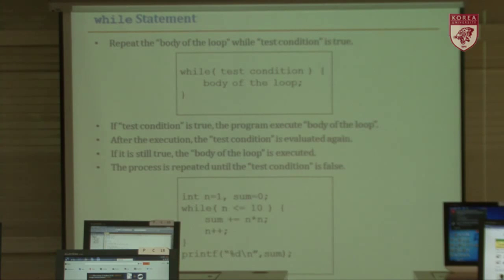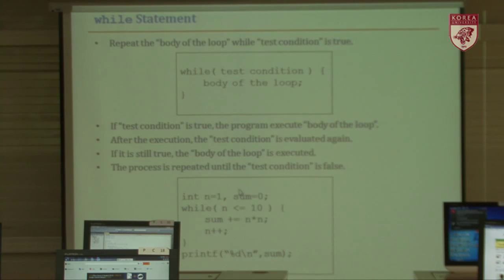Okay? So let's see these examples. In this example, we declare variable n as an integer type, then assign its initial value of 1. Then we set sum equal to 0. Then we repeat. Here the test condition is n is less than or equal to 10. If this test condition is true, the while repeats the body of the loop, which is sum plus equal to n times n and n plus plus. These two statements are the body of the loop.